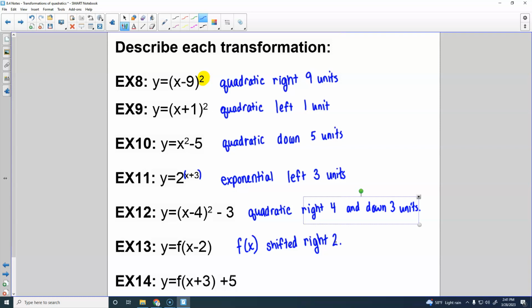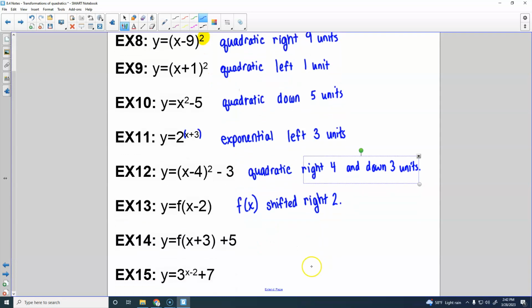All right, Blakeland, what have we got on 14? What type of function is that? 15 would be an exponential. 14, I've got that f right there. So, like, we don't really know what type of equation that is, so we just call it f of x. And then, Blakeland, what would that plus 3 on the inside of that parentheses do?